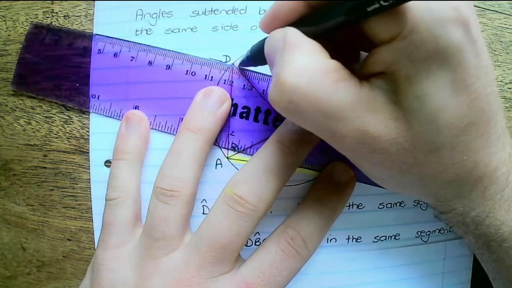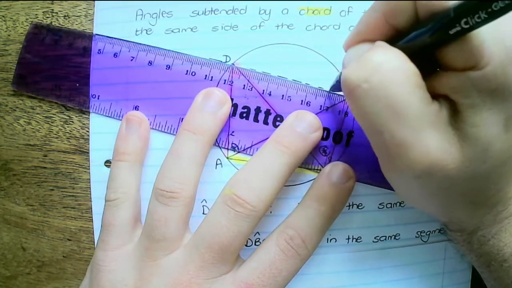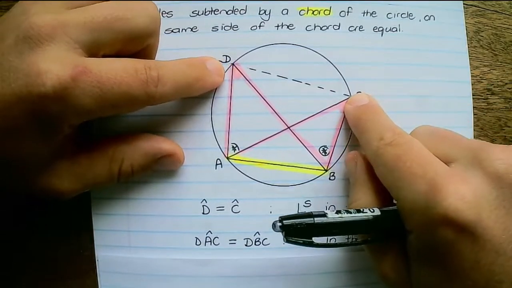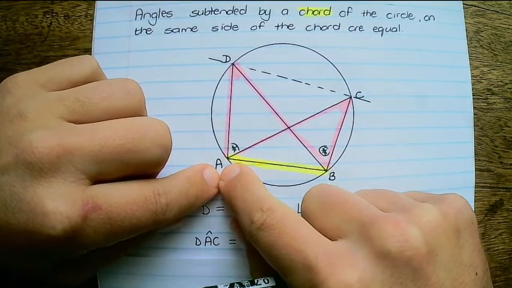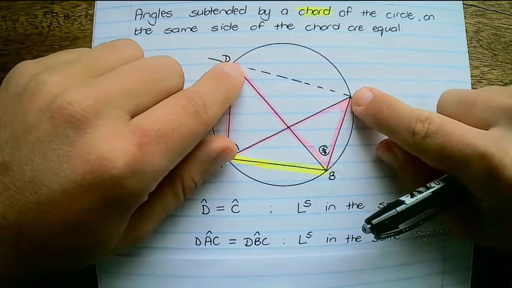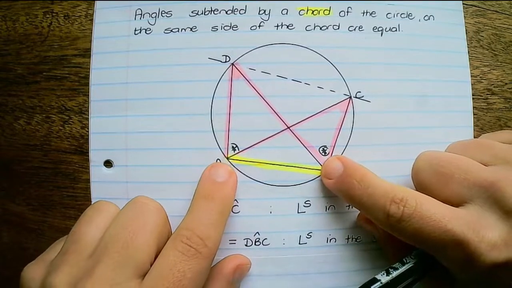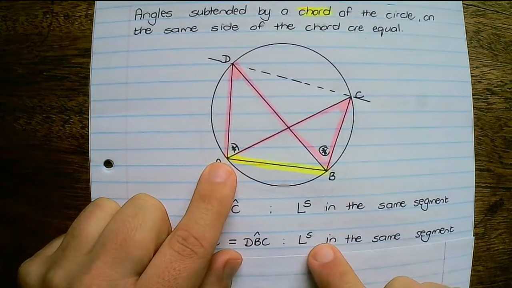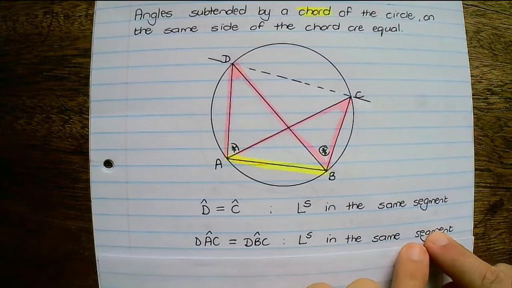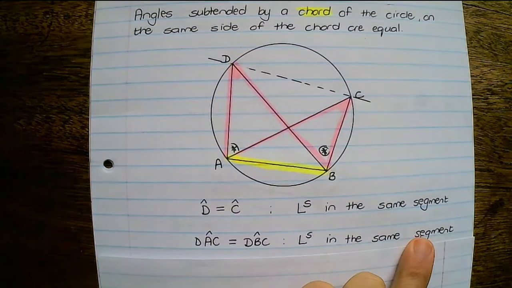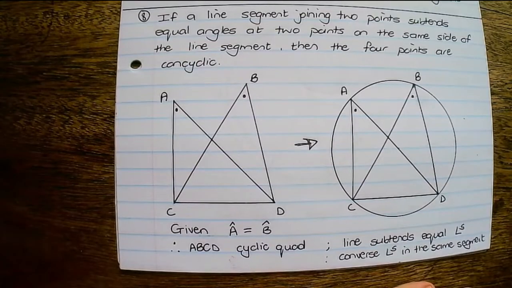So I can put an imaginary chord in, and I can see that from D and C I produce the angle A, and from D and C I produce the angle B, and therefore these two angles are also equal. So it's the angles in the same segment, even though there was not a chord drawn in originally. Okay, now we are getting into a converse.